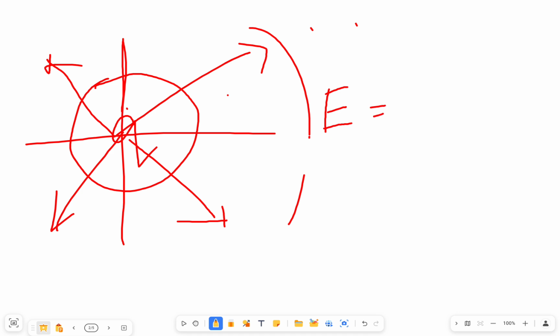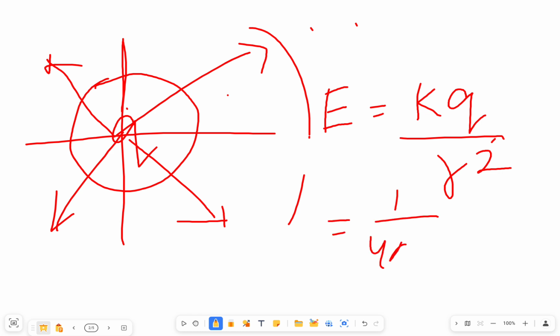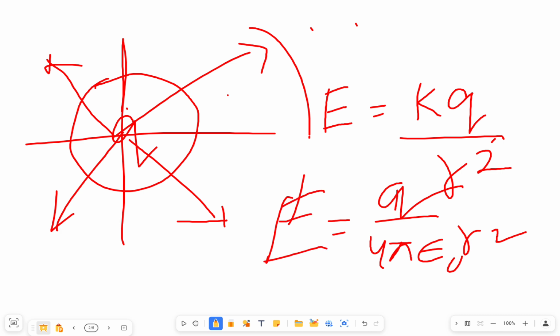electric field is equal to k into q, means the charge that is exerting its field, divided by r square. R square is denoting the extent or the space or the region up to which it is impacting its force on other objects. It can be simplified as 1 by 4 pi epsilon naught r square. So this is the electric field.